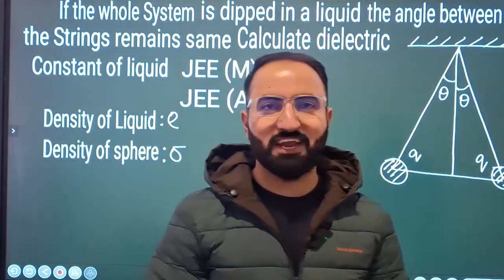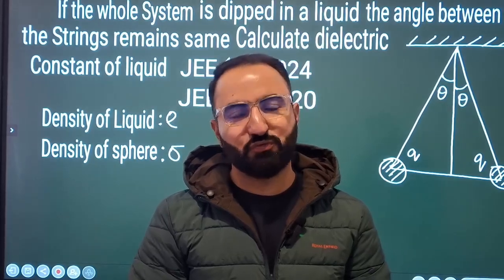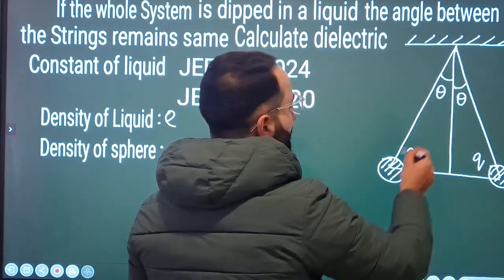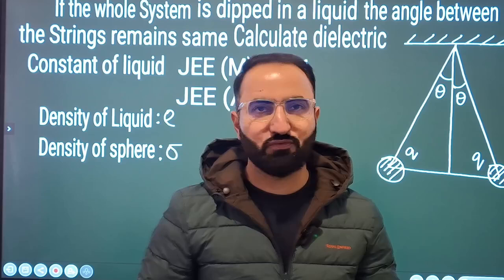The question is like this: there are two charged particles, two charged balls having charge q, mass m. They are connected to this rigid support with the help of two strings. So because of the force of repulsion, they will move away from each other.